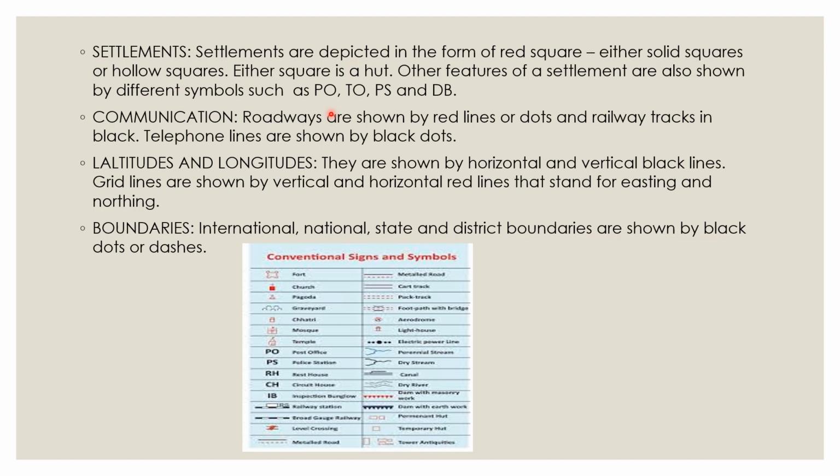Communication. Roadways are shown by red lines or dots, and railway tracks in black. Telephone lines are shown by black dots. Latitudes and longitudes are shown by horizontal and vertical black lines. Grid lines are shown by vertical and horizontal red lines, and that stand for easting and northing. Boundaries. International, national, state, and district boundaries are shown by black dots or dashes.